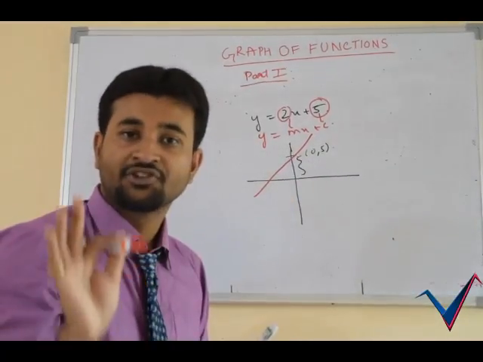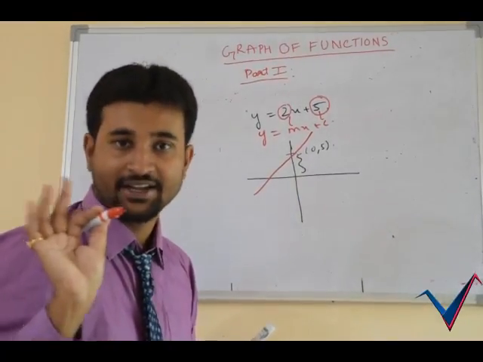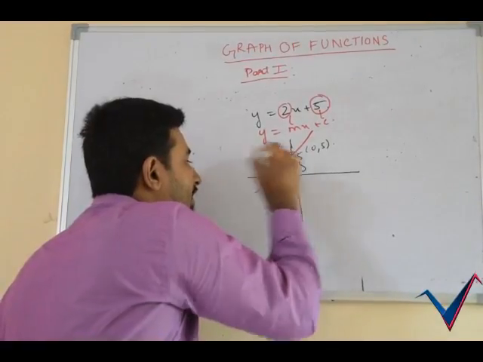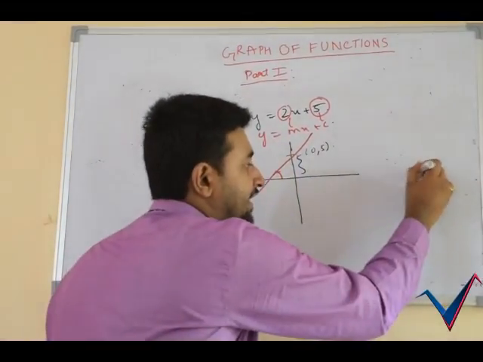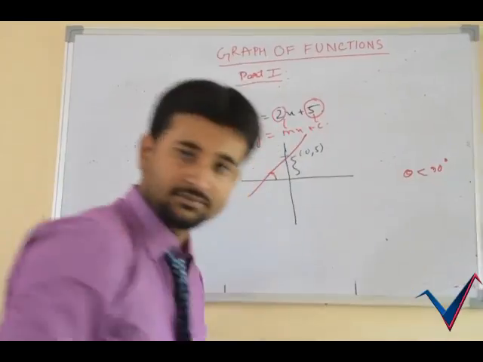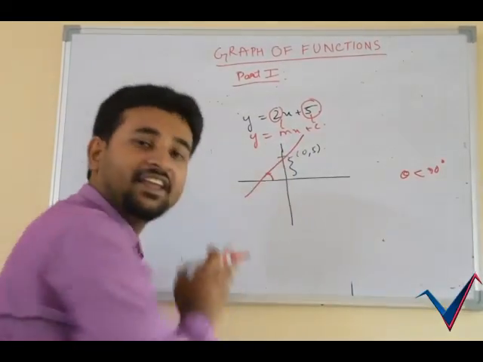Because slope is simply tan theta, and tan theta will be positive for theta less than 90 degrees. So the graph will be simply this way.